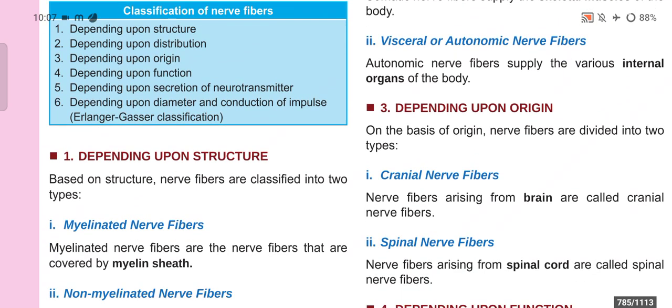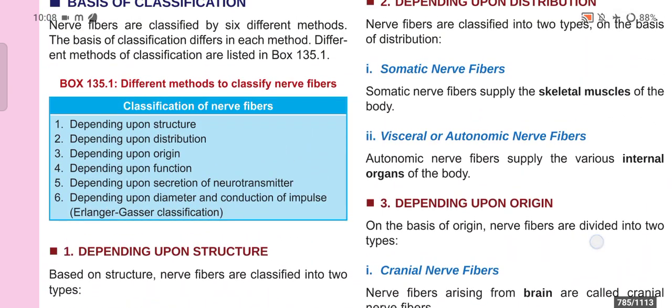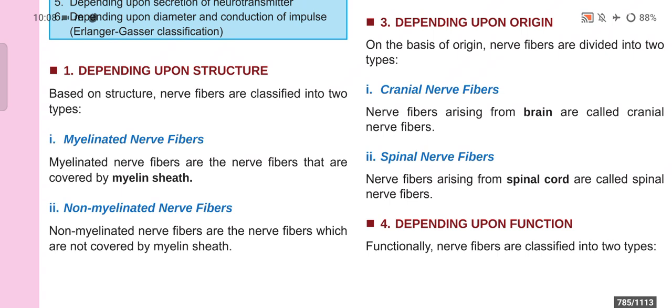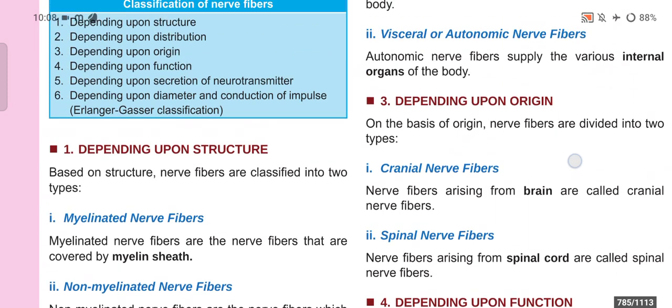Now, first, depending upon structure. Based on structure, nerve fibers are classified into two types. One is myelinated nerve fibers and one is non-myelinated nerve fibers. So, what are myelinated nerve fibers? Myelinated nerve fibers are the nerve fibers that are covered by myelin sheath, and non-myelinated nerve fibers are the nerve fibers which are not covered by myelin sheath. So if the myelin sheath is present, then it is myelinated nerve fibers, and if the myelin sheath is absent, then it is non-myelinated nerve fibers.